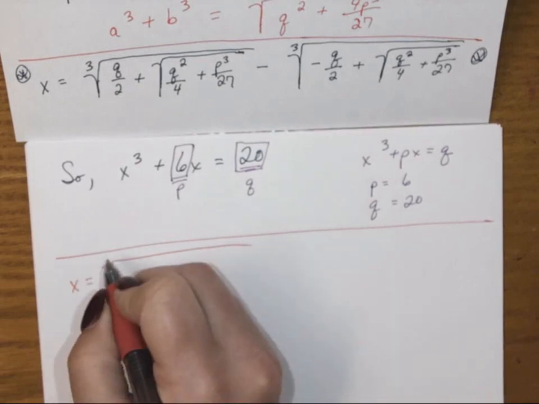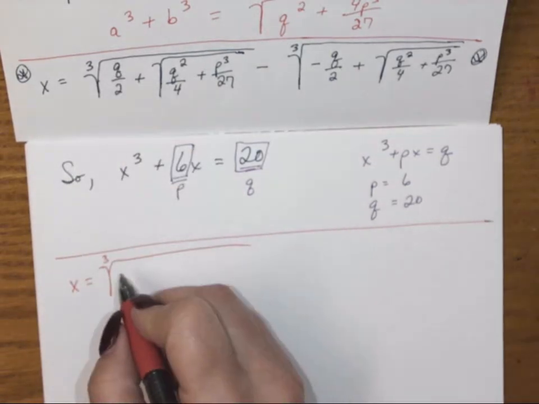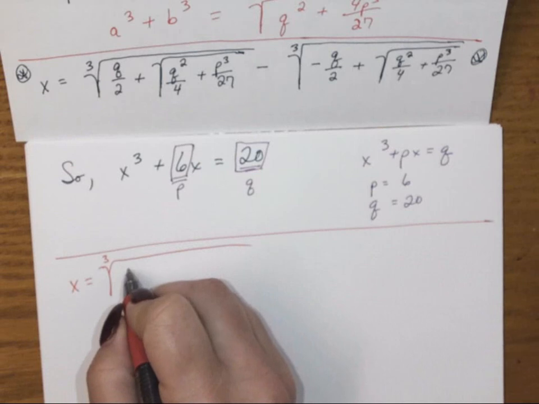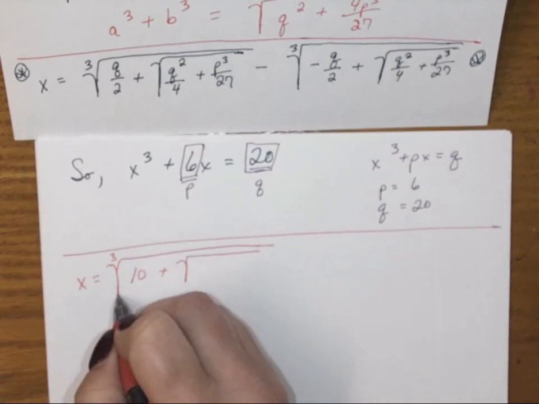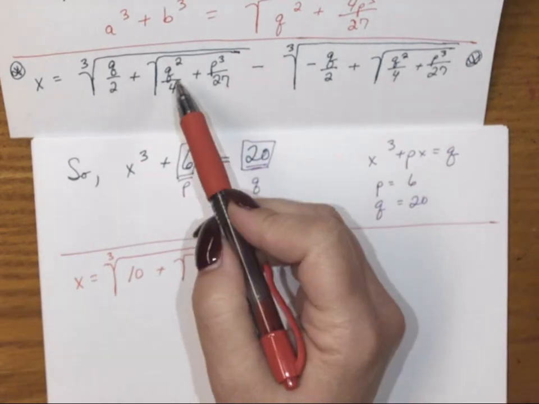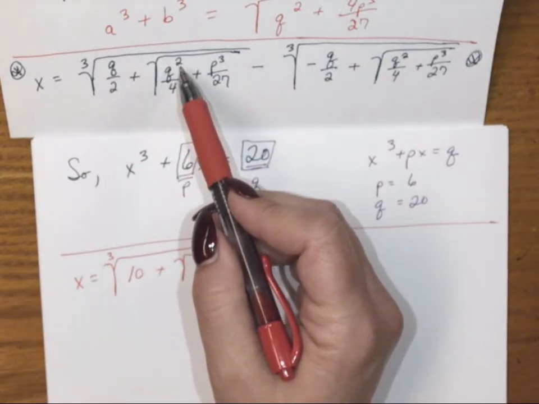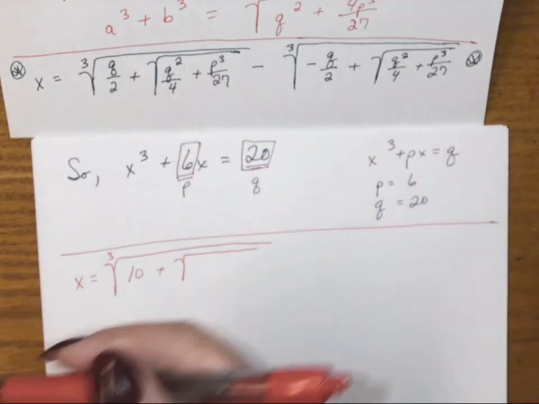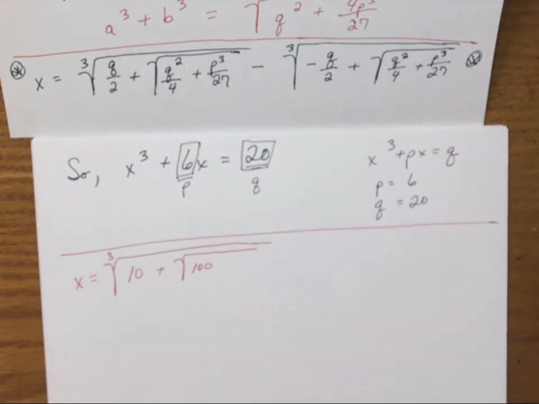All right. So what do we have? x equals the cubed root of, instead of q, we're going to use 20. So 20 over 2 is 10. And then plus the square root of, okay, now we've got to be a little bit careful because q squared is 20 squared, which is 400, right? 400 over 4 is 100, right? Check me and make sure I'm doing that right.